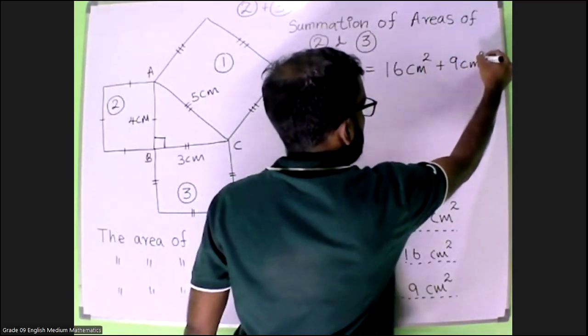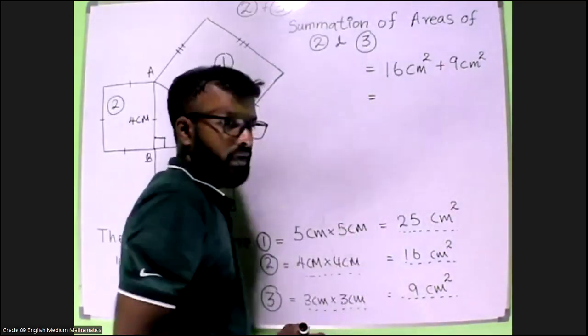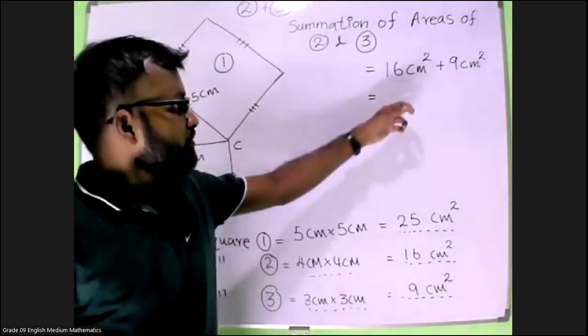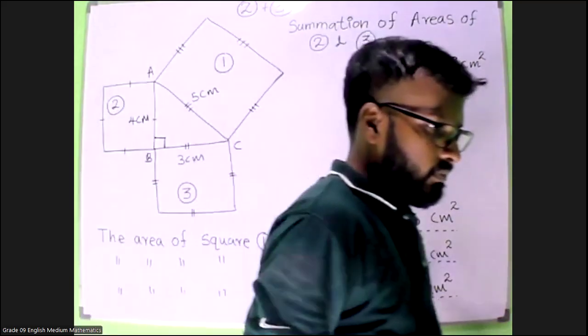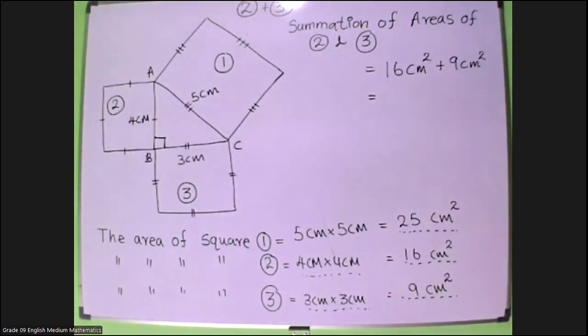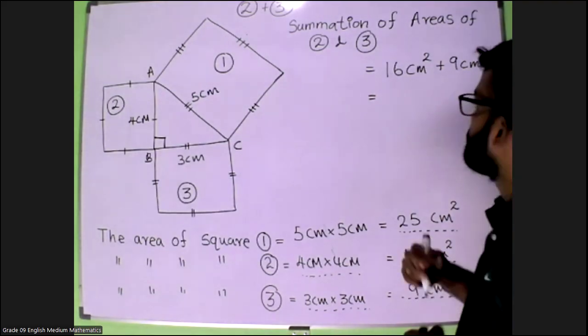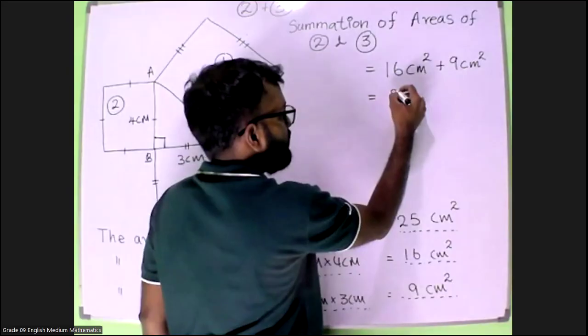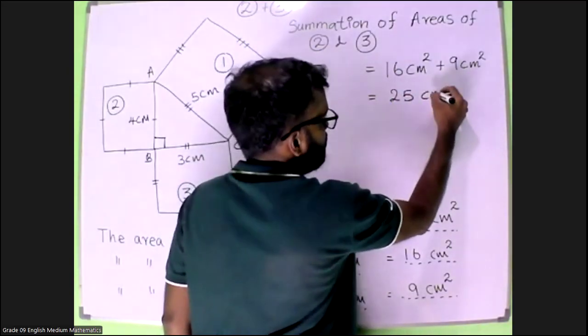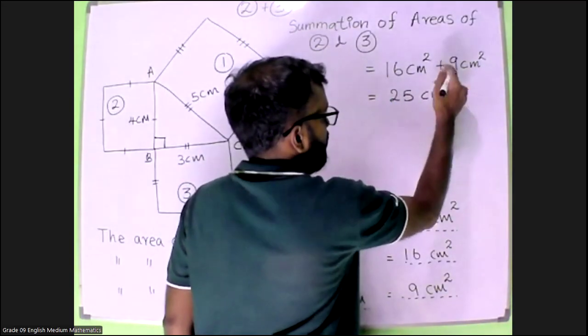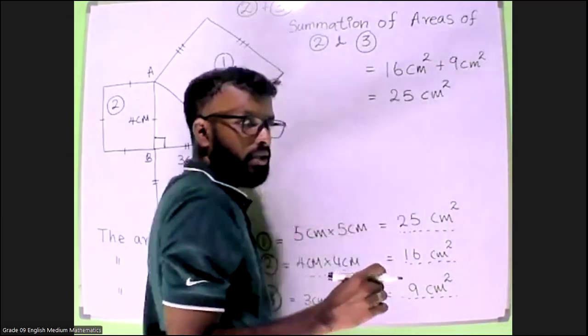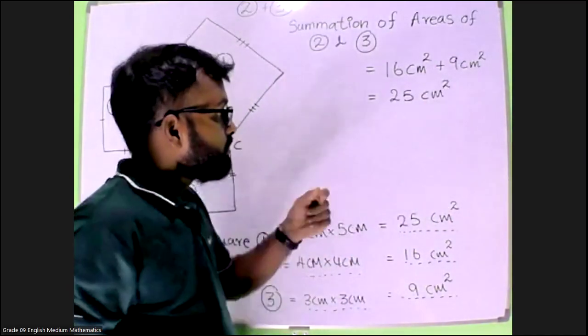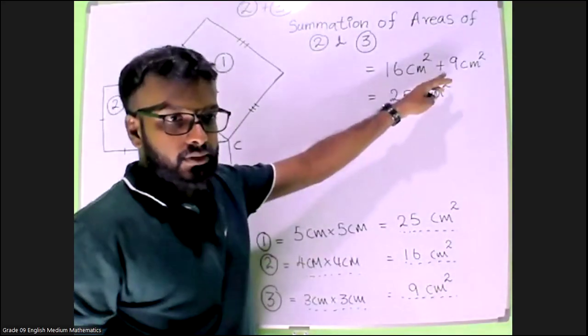What would be the answer? What is the answer? If I get the addition, yes, 25 square centimeter, right? 25 square centimeter. That is how you are going to read it. 16 plus 9 gives you 25. Sorry, 25 square centimeter, right?